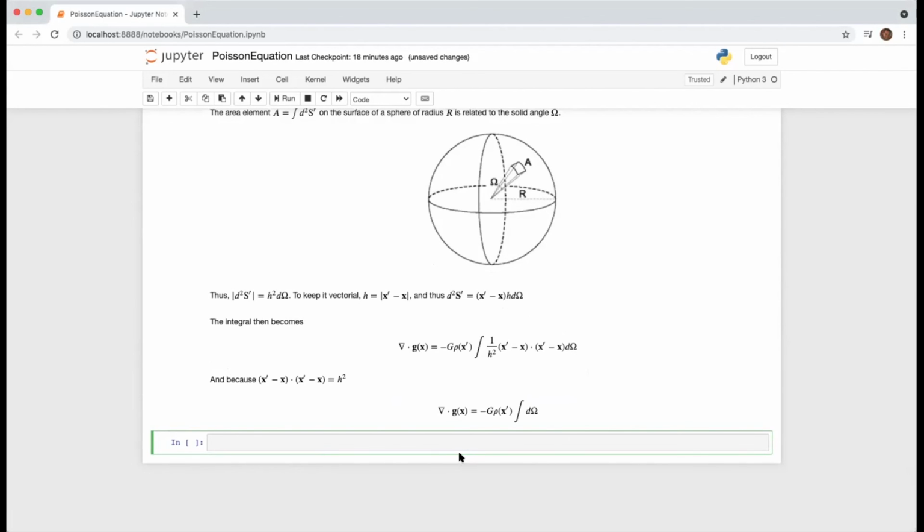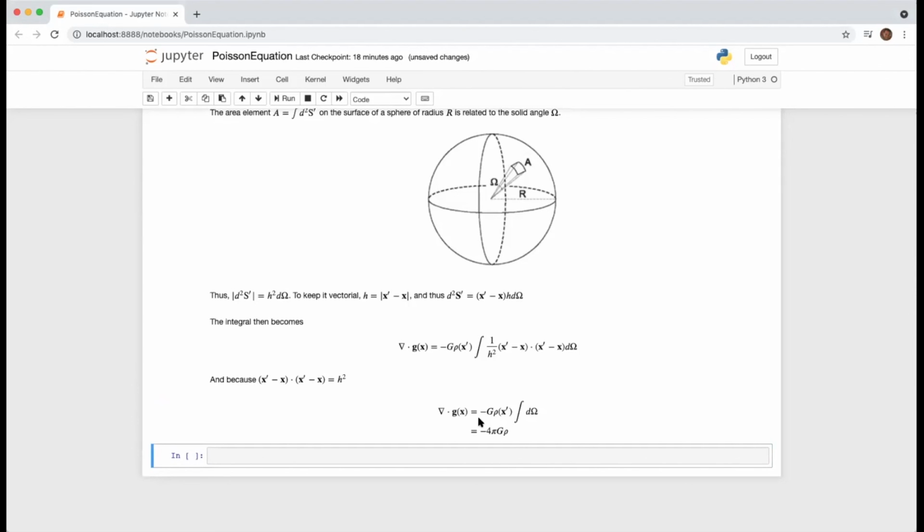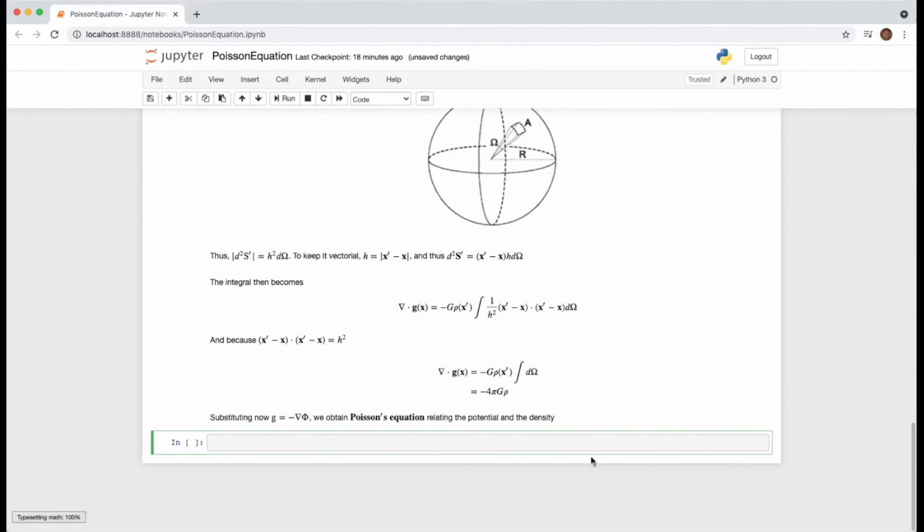So we have a simpler expression for the divergence of the gravitational potential. Simply then the integral of the omega, and the integral of the omega is 4 pi. So in the end, this is what we have. The divergence of the gravitational field is minus 4 pi G rho. And now if you finally substitute the gravitational field by minus the gradient of the potential, you obtain the Poisson equation that relates the potential and the density.